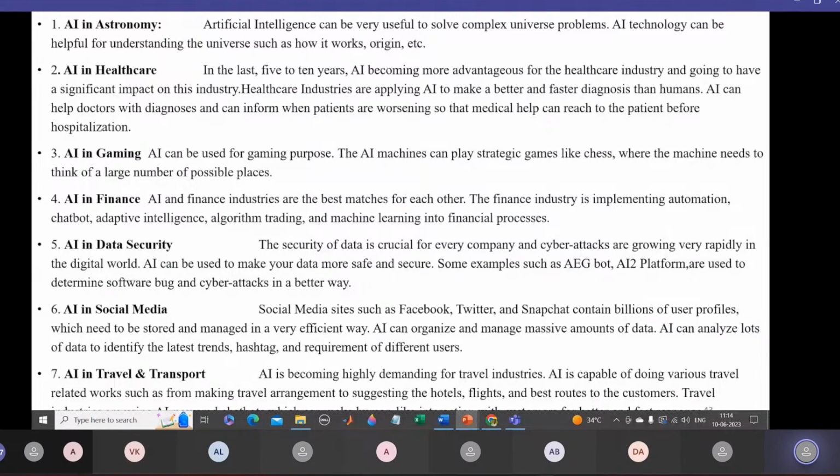Okay fine, so many games are there. And then in finance, they are best matching here, implementing automation through chatbots. What is the exact purpose of using a chatbot, which is regularly used? It's user friendly, ma'am. We can get the information easily through the chatbot.